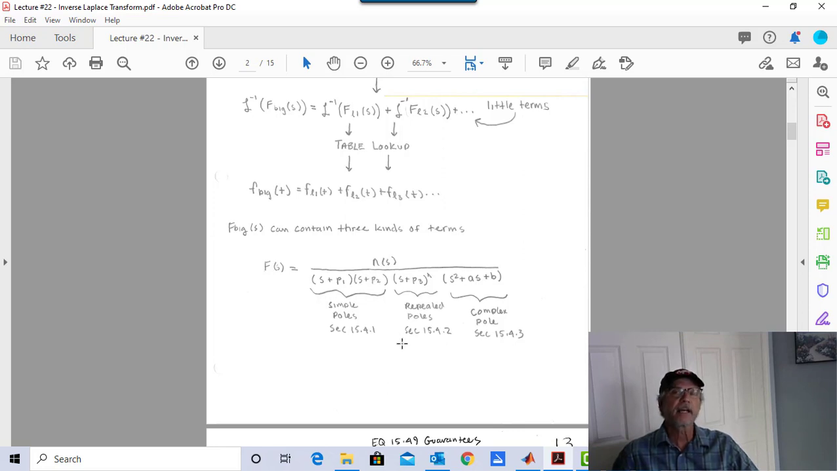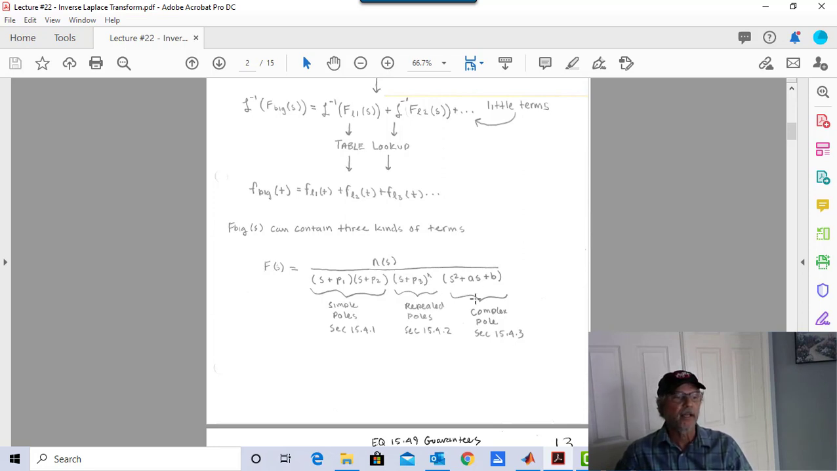The next kind of factor we could have are repeated poles. In other words, we have S plus P, but it's repeated multiple times, in this case n times. And you're going to see that just as we have a special guarantee for simple poles, we're going to have another guarantee for repeated poles. Different guarantee, so we've got to be careful.